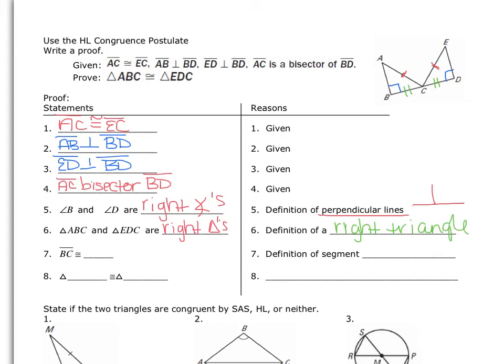Again, remember I said the reasons are a lot of common sense, like you already know it, but you are having to explain yourself. Okay, next in the statements it says BC is congruent to... Well, we've already marked it. Because of all this information being marked, it's easy to see that BC is congruent to CD.